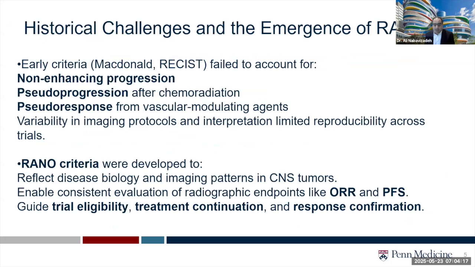Historically, neuro-oncologists tried to adopt McDonald and RECIST criteria from the body. However, they had significant limitations because they didn't take into account non-enhancing tumor progression and also pseudoprogression and pseudo-response. And so the RANO criteria were introduced in 2010 to reflect unique disease biology in the CNS tumors, and to be able to evaluate endpoints such as objective response rates and progression-free survival, and also to guide eligibility for trials, whether to continue treatment or not, and confirmation of response to treatment.